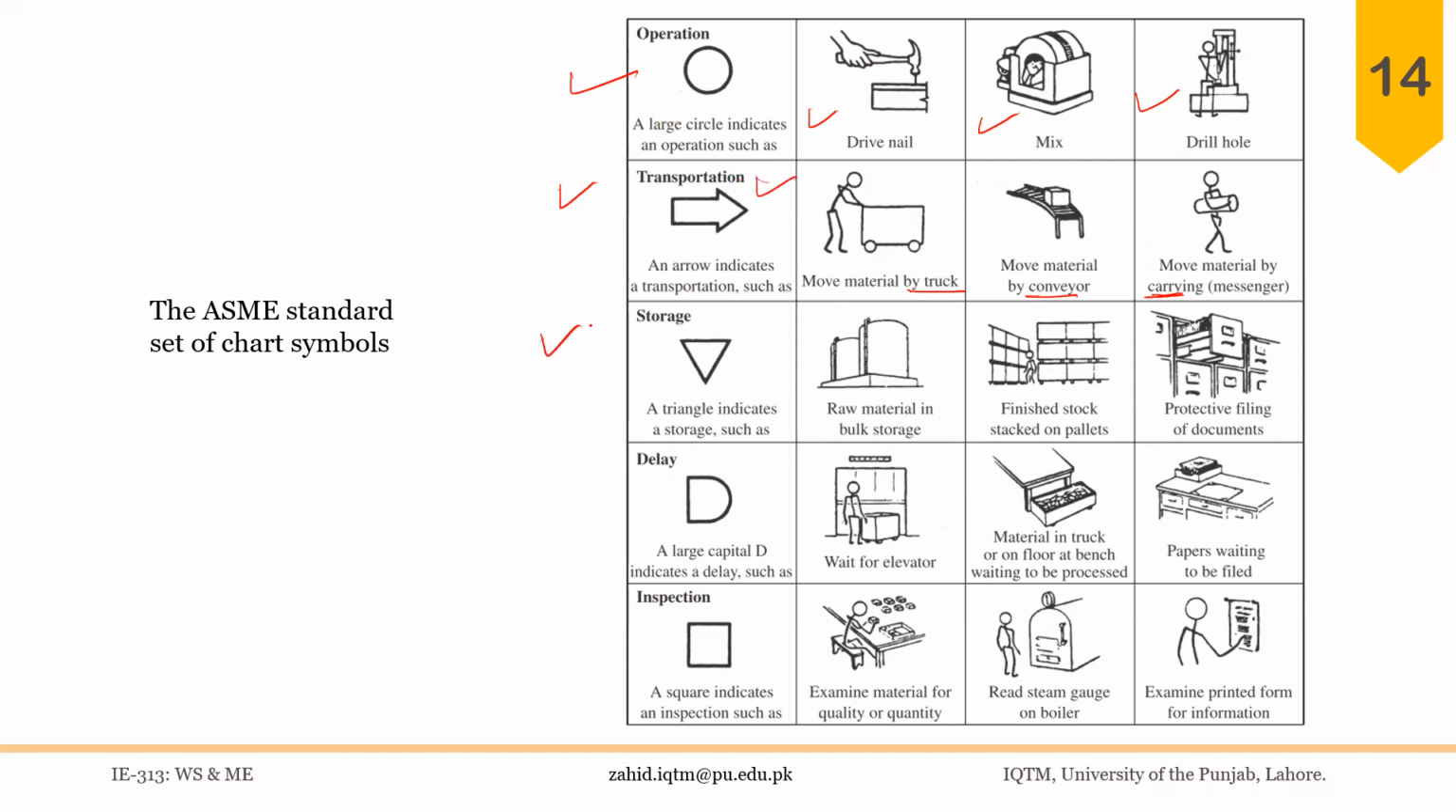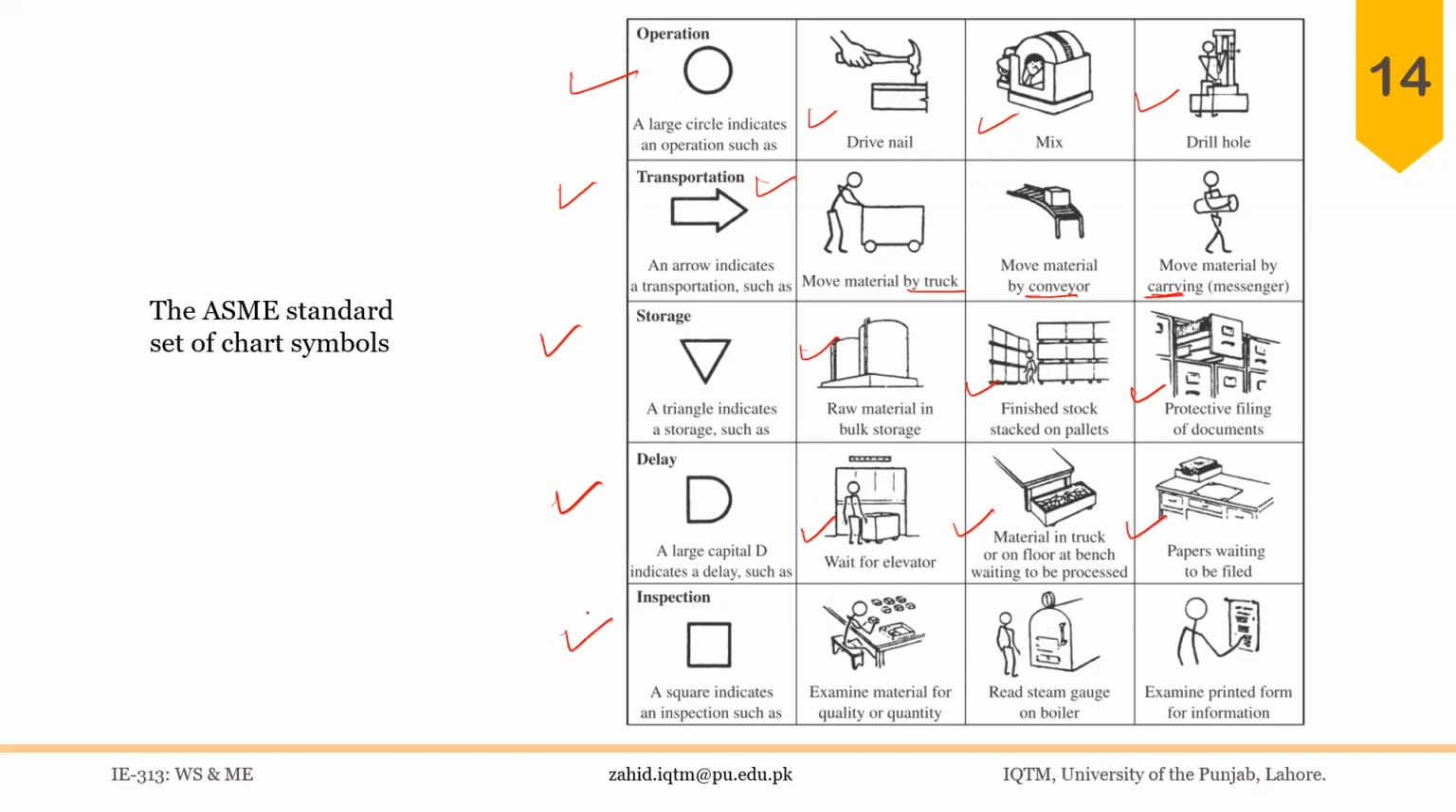Then we have storage. An inverted triangle indicates a storage such as raw material in bulk storage or finished stock stacked on pallets in finished goods store or protective filing of documents in some cupboard. Delay. A large capital D indicates a delay such as a person waiting for the elevator, material in truck or on floor at bench waiting to be processed, or papers waiting to be filed.